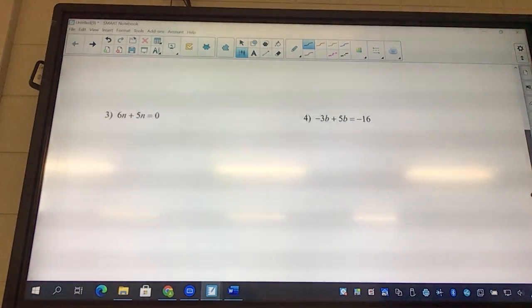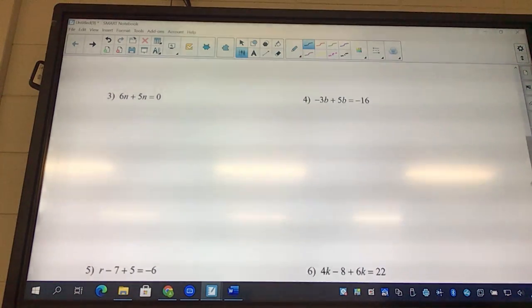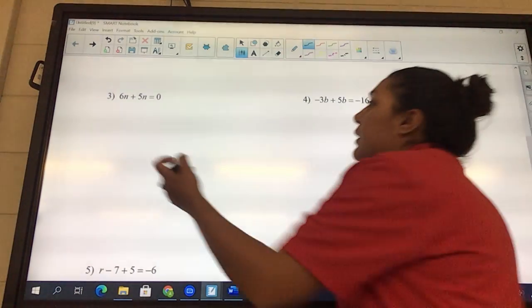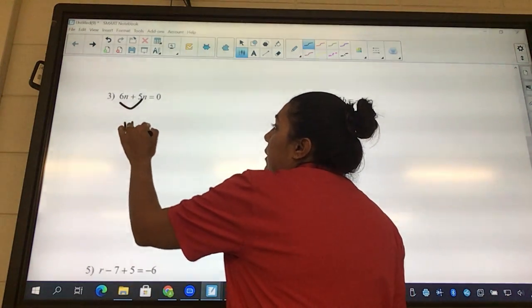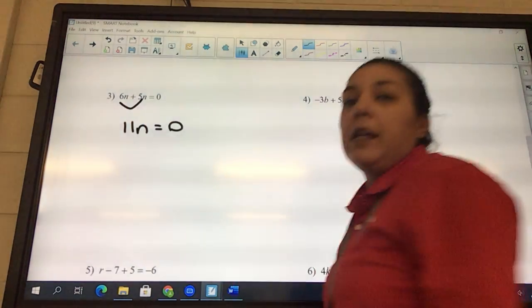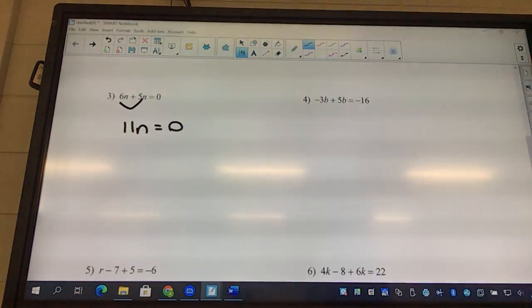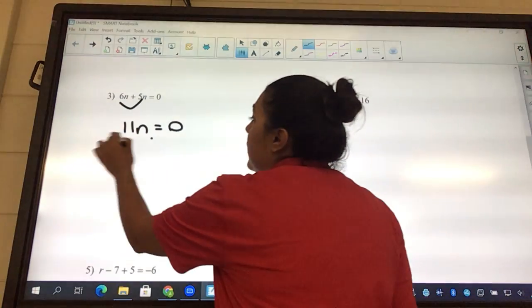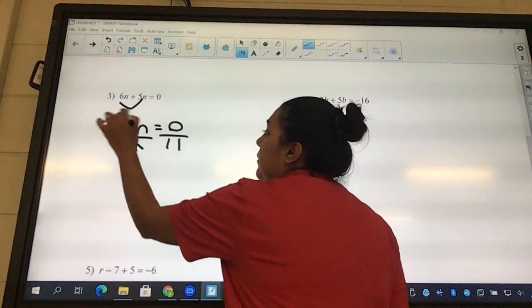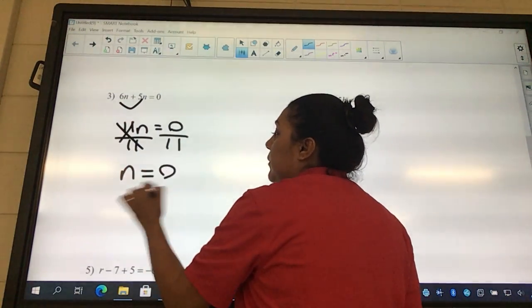Look at 3. We're going to combine our like terms. We can combine these two n's because they both have the same last name at the end, to give me 11n equals 0. Then we add or subtract the kid. There is no kid, so we can skip that step. Then we divide by 11, so we get n equals 0.